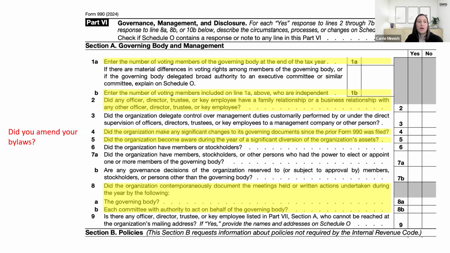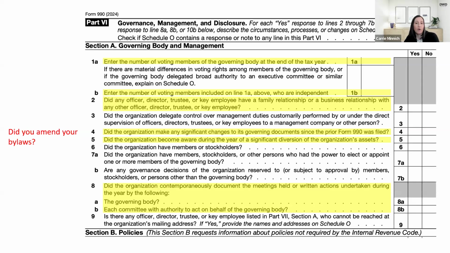Line 5 is an interesting question when it asks about the organization becoming aware during the year of any significant diversion of the organization's assets. That's fraud. The IRS is asking you if you are aware of any fraud during the year. And if you are, there is a specific dollar amount, and you'd be surprised at how much it is. It is a larger amount. I forget exactly what the dollar amount is, but it is a pretty big amount. So if you were aware of any fraud within the organization, you do have to report that to the IRS.